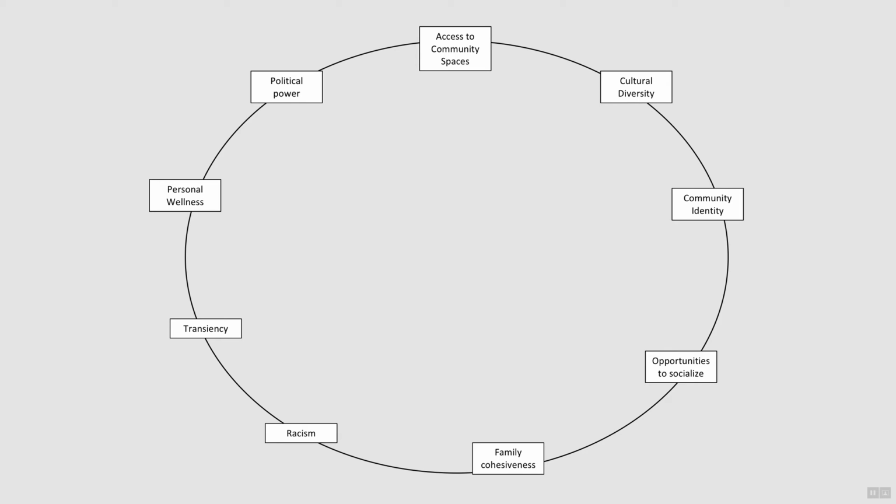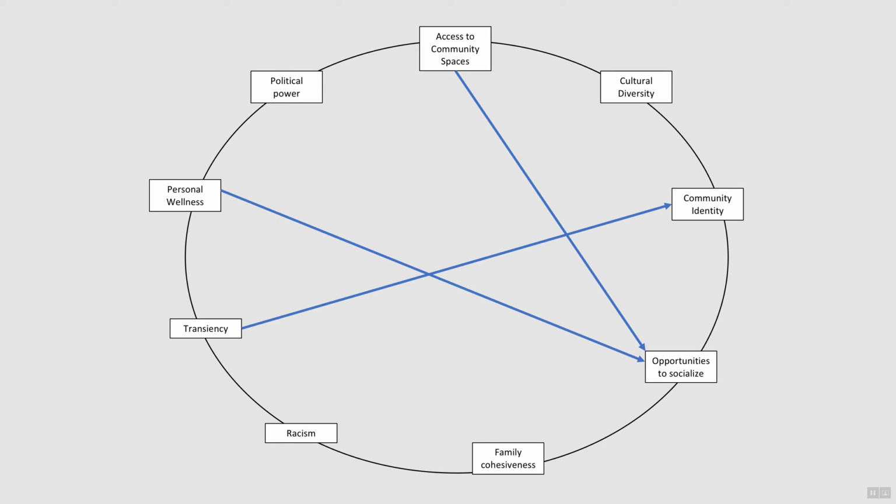For example, having access to community spaces increases the opportunities to socialize. And the more transient the population in the community is, the less there'll be a community identity. Arrows can represent positive or negative relationships. Also, if two variables influence each other, then draw two arrows in both directions. Like this. Personal wellness influences one's opportunity to socialize, but opportunities to socialize also affects one's personal wellness.